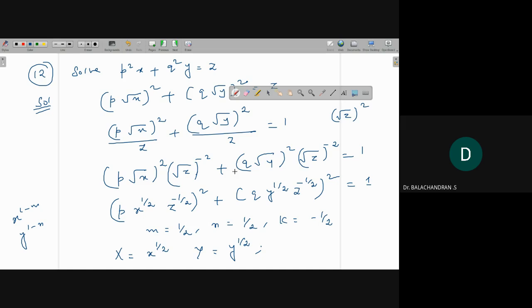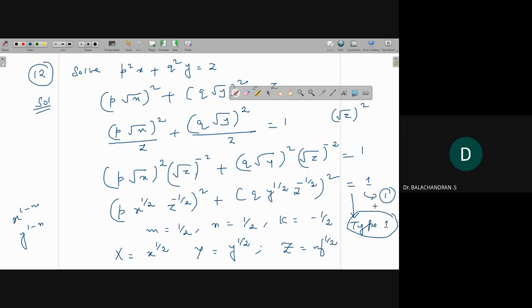What is the substitution? Using the table, K is minus half now. Power 1 plus K, so 1 plus K is Z power half. I call this equation number 1. So equation 1 reduces to which type? Type number 1, sir.